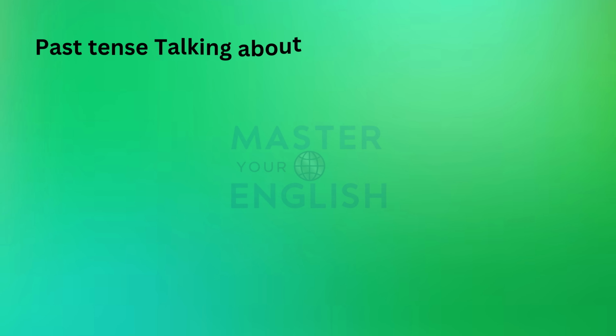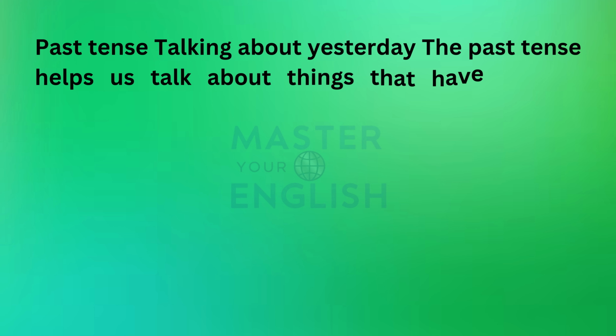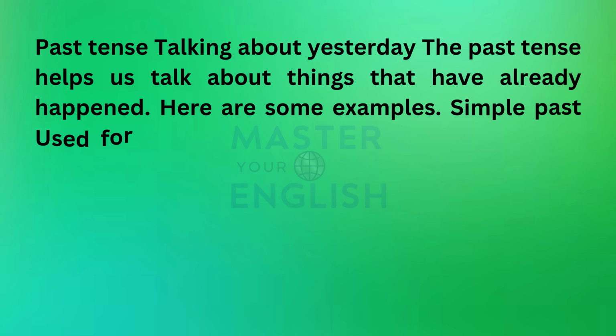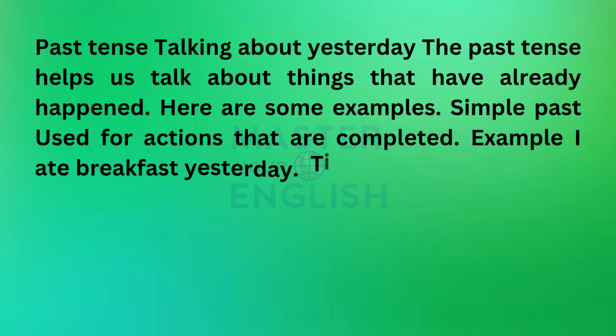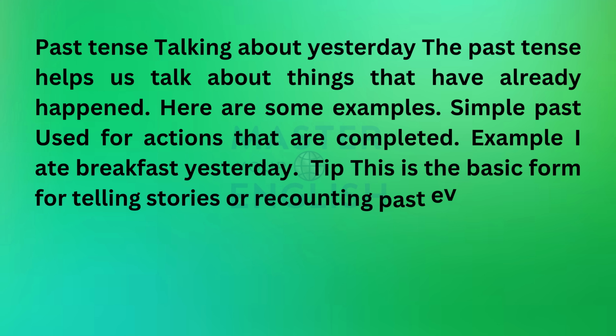Past tense. Talking about yesterday. The past tense helps us talk about things that have already happened. Here are some examples. Simple past: used for actions that are completed. Example, I ate breakfast yesterday. Tip: this is the basic form for telling stories or recounting past events.